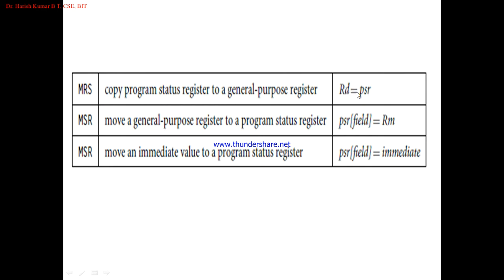Now the general form is Rd equal to PSR, the program status register, and then move the general purpose register to a program status register. Now I want to copy this to the CPSR or SPSR, and inside the bracket I can specify the field, because if I want to change only the conditional flags, I can change. If I want to change the status flags also, I can change. If I'm changing the conditional flags, I have to give it as C. And similarly this is the same as this, the only difference being that instead of the register, you have an immediate number.